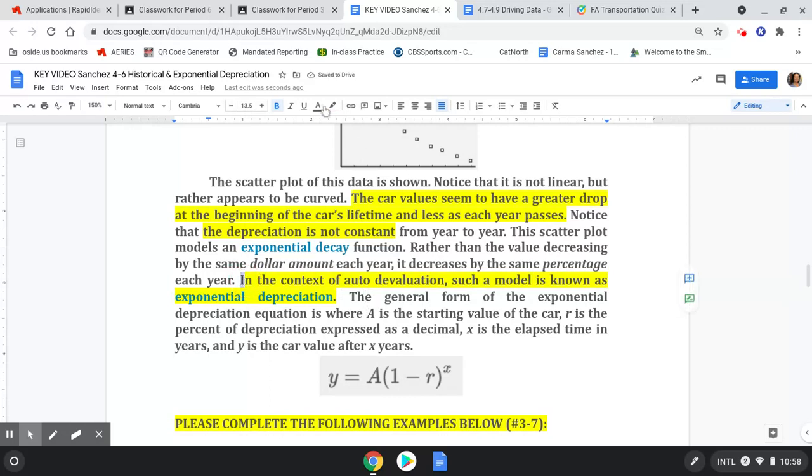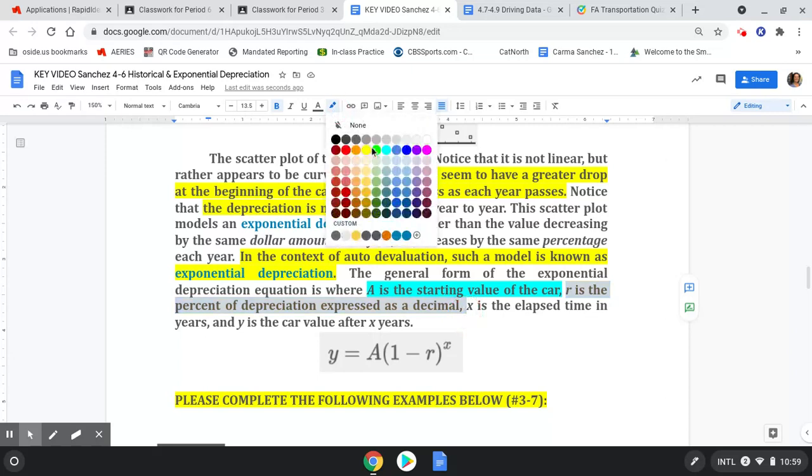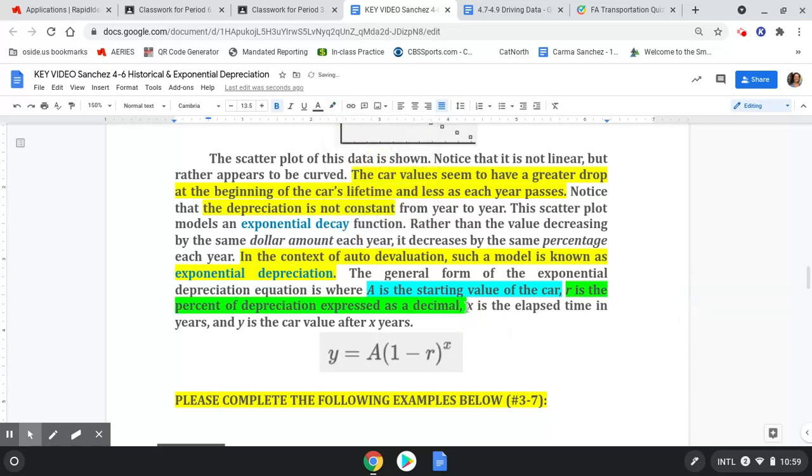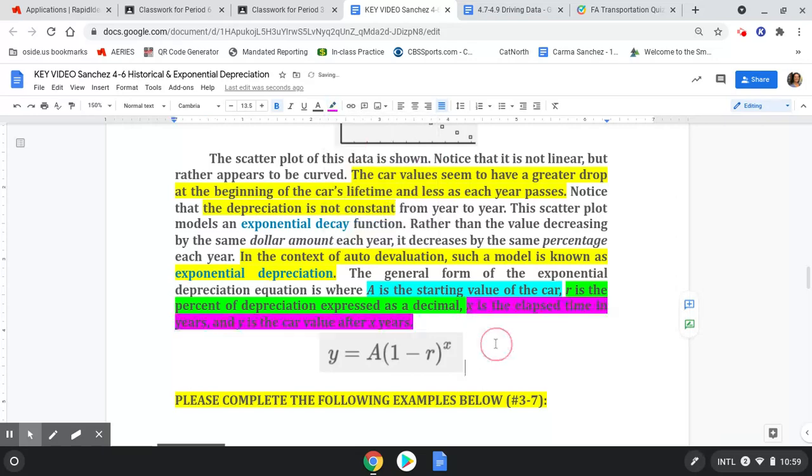So we're now going to explore using the exponential function that you learned in Math 1. The general form of this function is where A is the starting value of the car. So what is that price that it begins with? I'm going to do that one in blue. And then R is the percentage of depreciation expressed as a decimal. I'm going to do that one in green. And then X, the power of X, is your number of years. Let's do that one in pink.